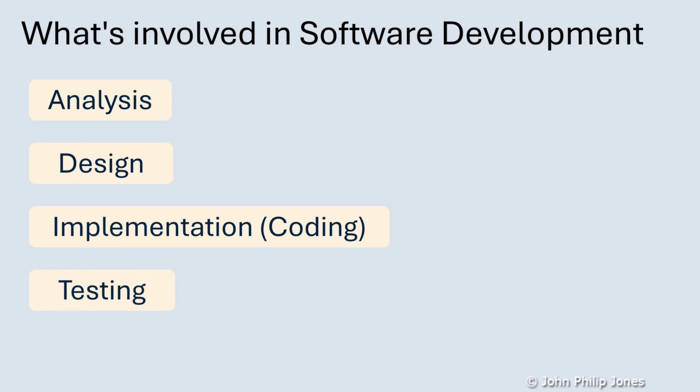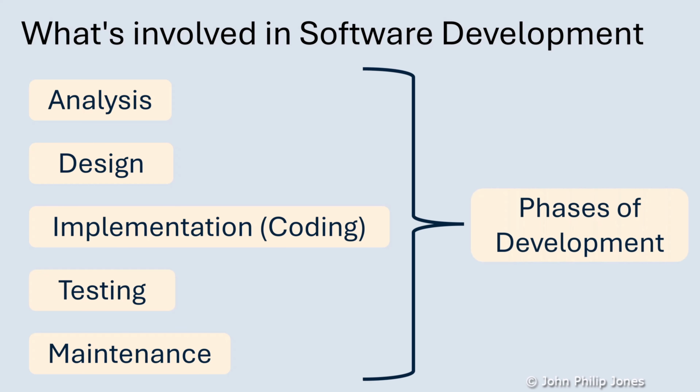Once developed, the testing phase ensures the system functions correctly by identifying and fixing any errors. Finally, in the maintenance phase, the software is continuously updated and refined to keep it running efficiently over time. All of these are the phases of development.